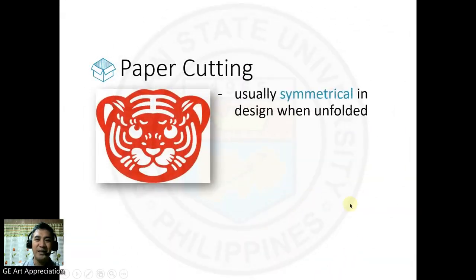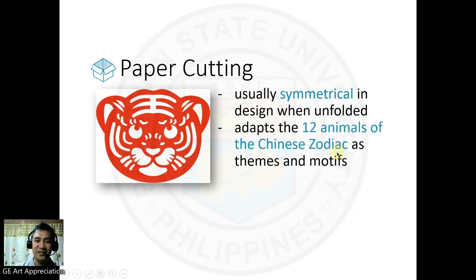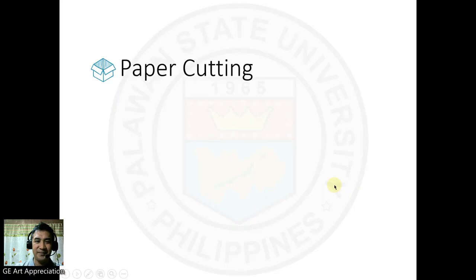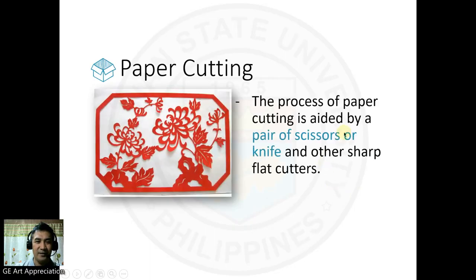We have the paper cutting. Okay. Usually, it is symmetrical in design. When unfolded, it adapts the 12 animals of the Chinese zodiac as themes and motifs. Mostly chooses the red color. Okay. The process of paper cutting is aided by a pair of scissors or knife and other sharp, flat cutters. Okay. Ito yan siya, no? The paper cutting. Usually, makikita mo ito mga design na ito being put in the design para sa paper bag. Okay. I have seen this one, nilalagay nila sa Malaysia. Nakita ko doon one time.